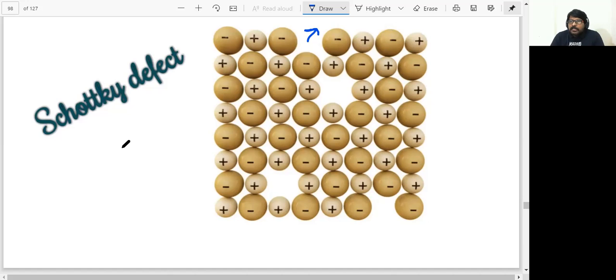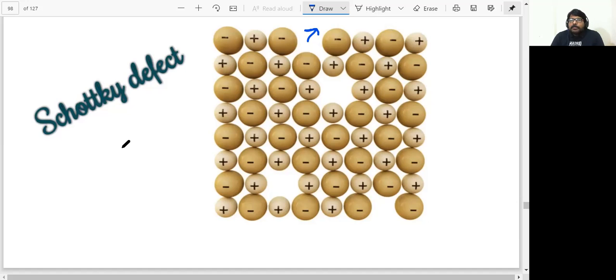Again, the ions are missing, which means obviously the density of the solid decreases. Due to Schottky defect, density decreases, and the stoichiometry is not affected because an equal number of ions are missing, cations and anions the same in number. If you observe, the missing numbers are the same.